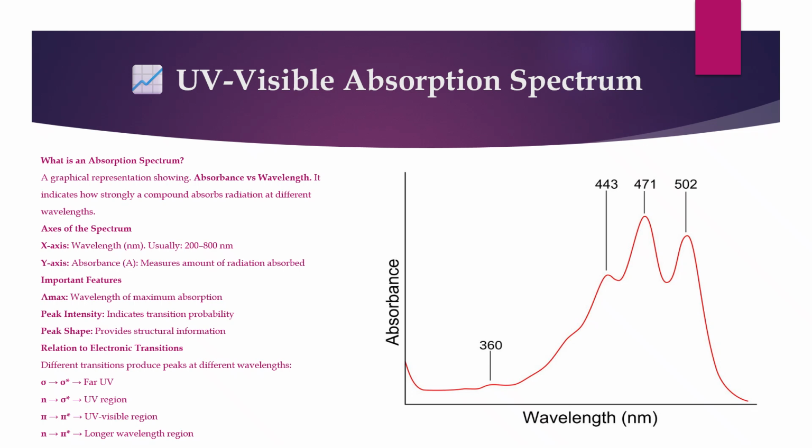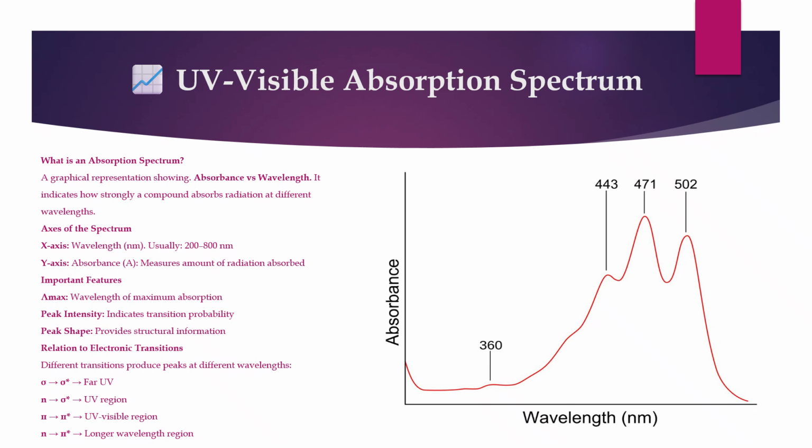This slide shows how electronic transitions are observed experimentally through a UV visible absorption spectrum. The graph shown here plots absorbance on the vertical axis against wavelength on the horizontal axis. Each peak in the graph represents absorption of radiation caused by electronic excitation. The most important feature is the highest point known as lambda max, which is the wavelength where maximum absorption occurs. This gives important information about the molecule.